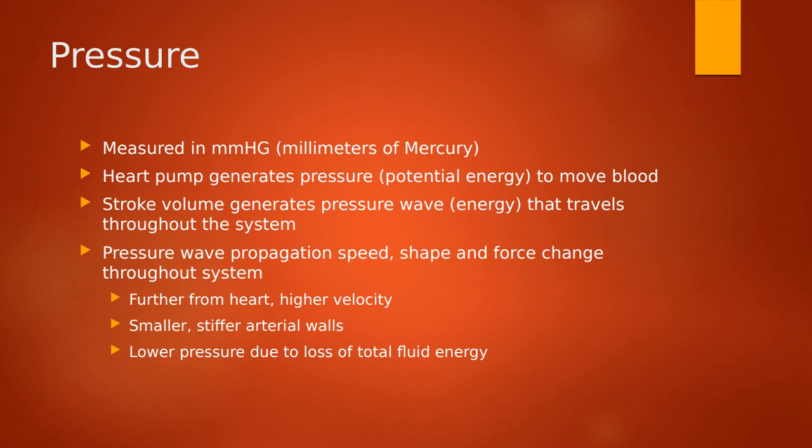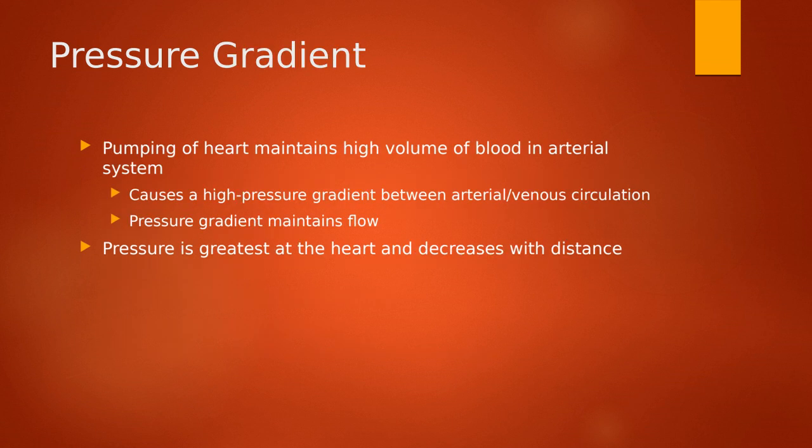So kind of keep that reference in mind. We're going to come back to that city traffic and that city congestion as we go through some of this fluid behavior. So pressure gradient. Our heart is pumping to maintain a high volume of blood in our arterial system. It has to kind of maintain that standard blood volume depending on what we're doing, right? So as we're more relaxed, our heart's not going to be pumping as much.